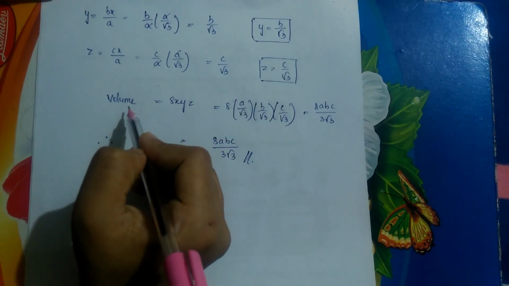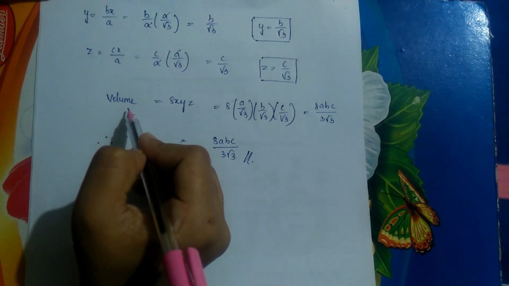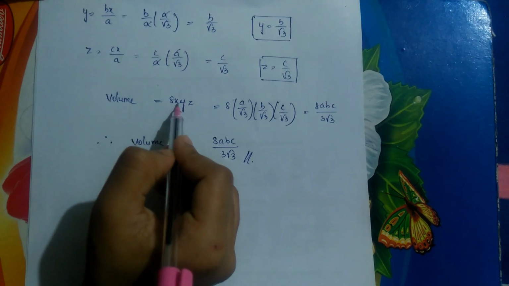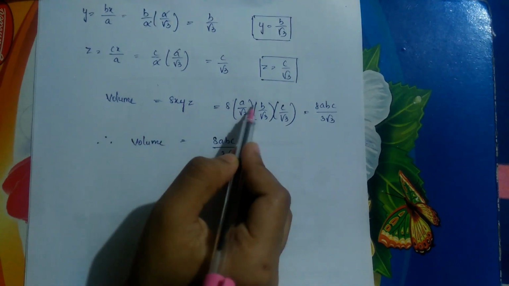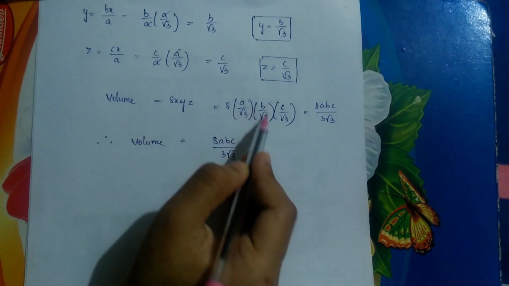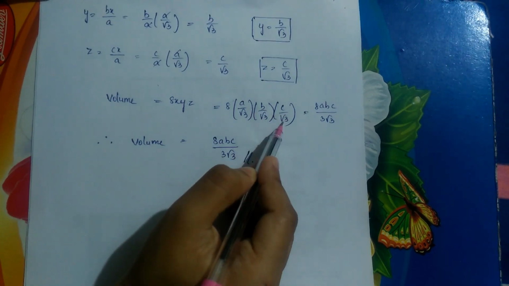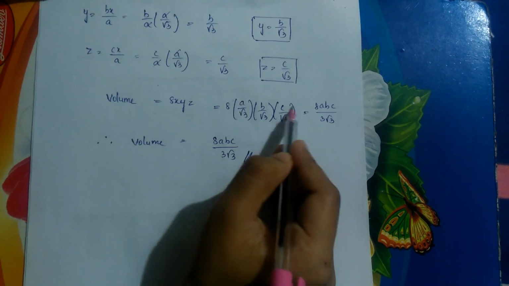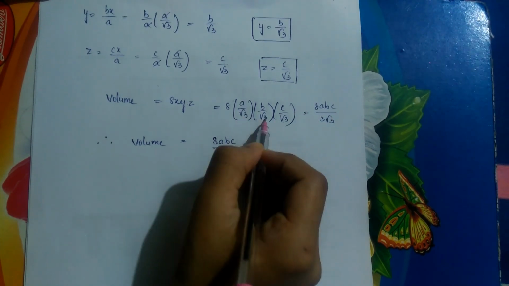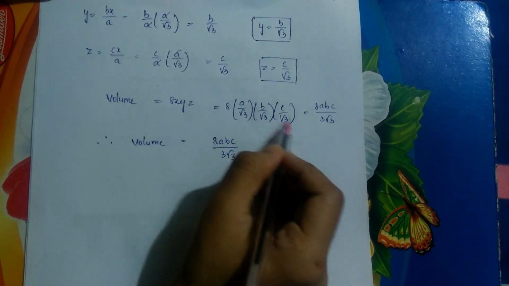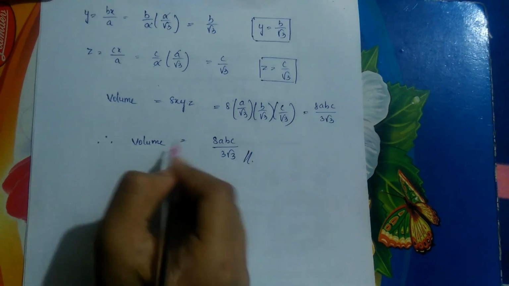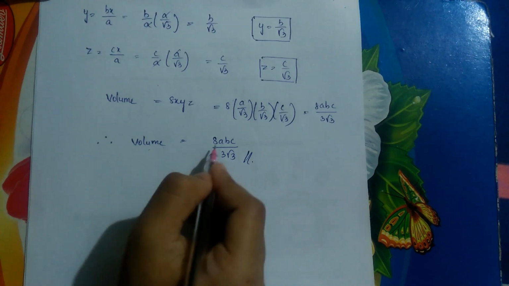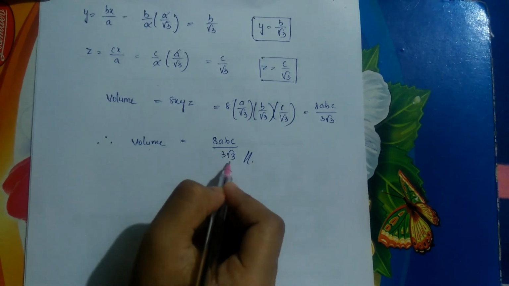Then we had to find the volume of the given rectangular parallelepiped, that is volume is equal to 8xyz. So 8 into x is a by root 3, y is b by root 3 and z is c by root 3. So when you do this, you get 8abc divided by root 3 into root 3 into root 3, that is 3 into root 3, which is 3 root 3. So therefore, the volume of the given rectangular parallelepiped is 8abc by 3 root 3.